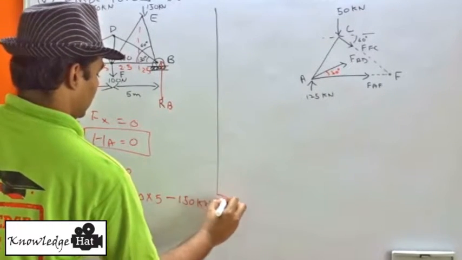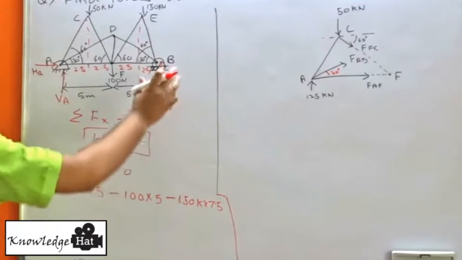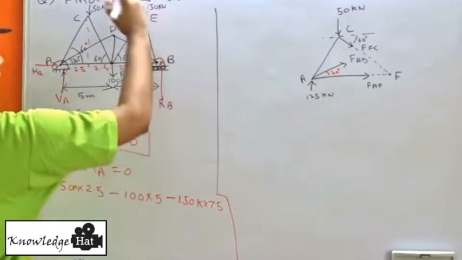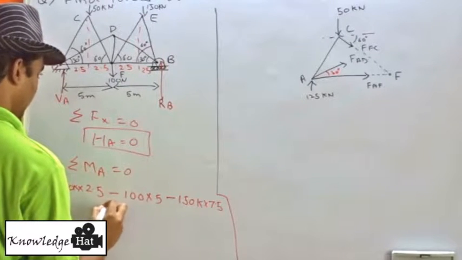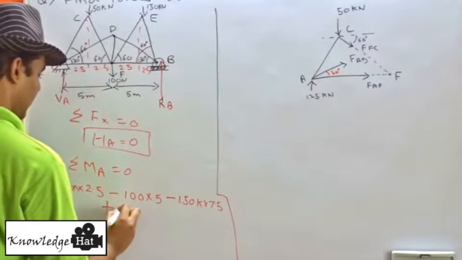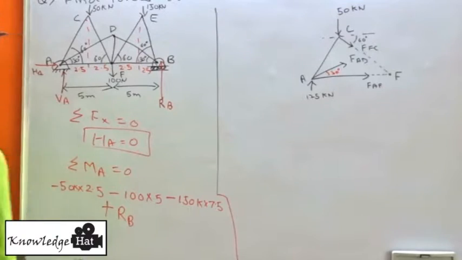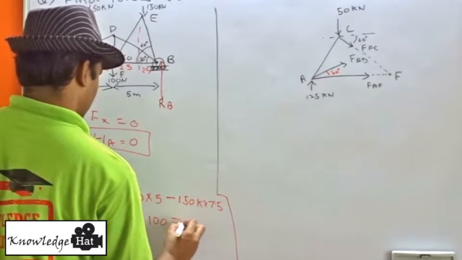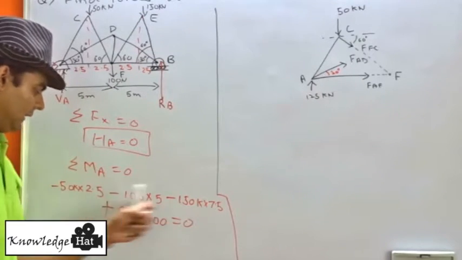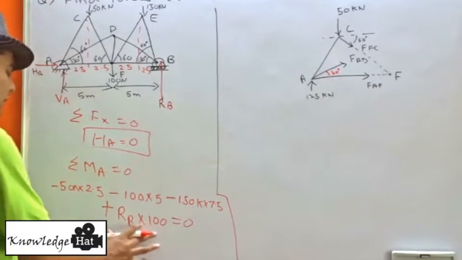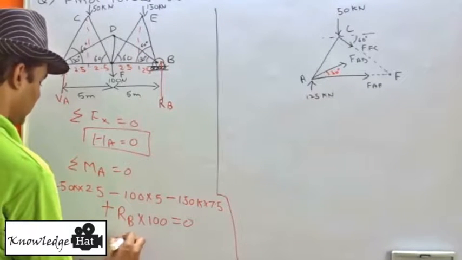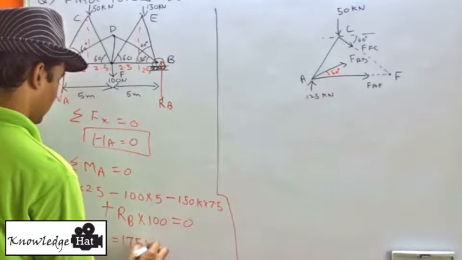that is 7.5 meters. And the last one, RB, which will cause a moment in anti-clockwise direction, so it will be positive RB, and the total distance will be into 10, and we equate this to 0. By using this entire equation, we get the value of RB as 175 kilonewtons.